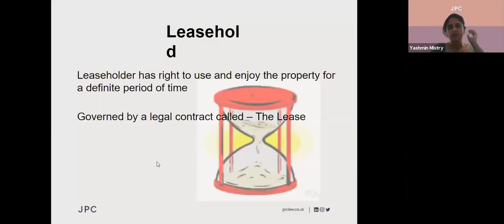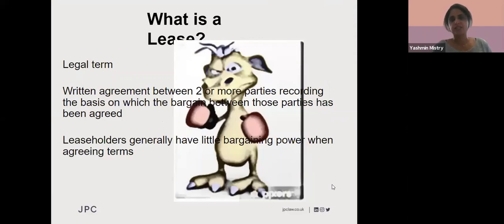So what is a lease? Leasehold. People get into a pickle when they have bought a leasehold property. But essentially, what leaseholders need to understand, and what you need to understand when you're dealing with leasehold, is that a leasehold property gives a leaseholder, or the owner of that property, the right to use and enjoy that property for a defined period of time. And the document that governs their use effectively of that property is called the lease. And essentially, therefore, the lease is basically the contract under which the property is held.